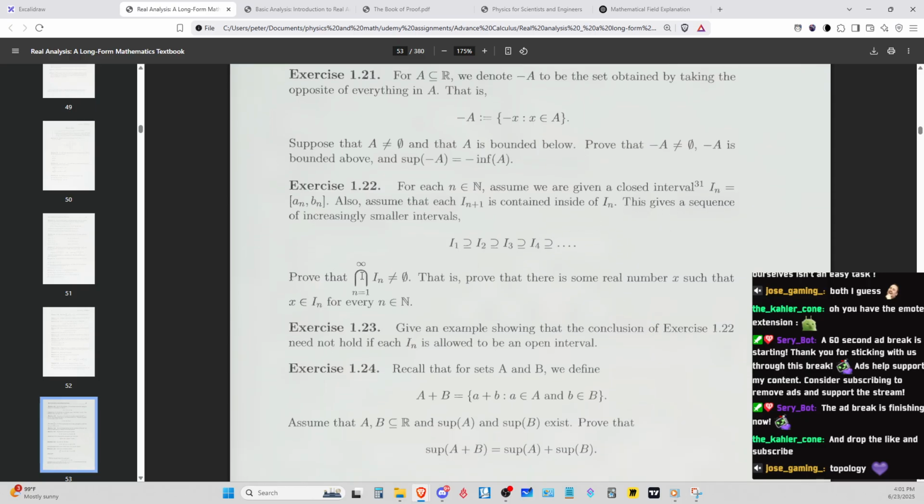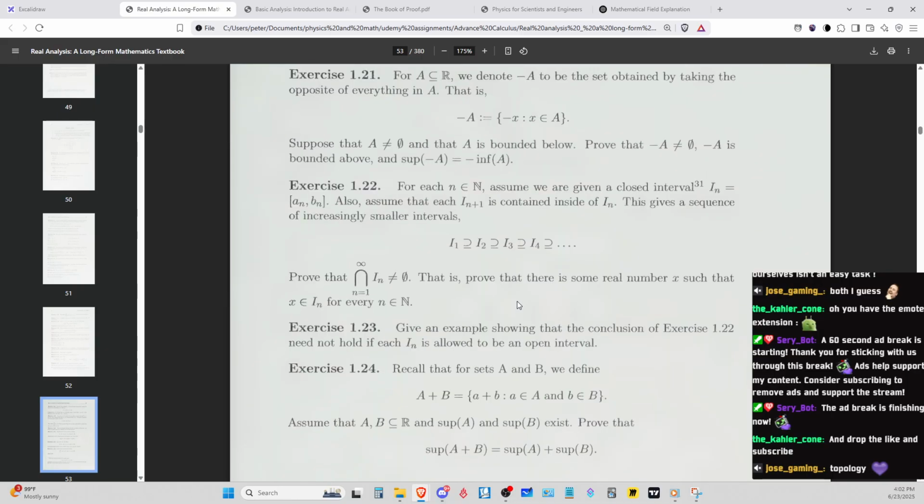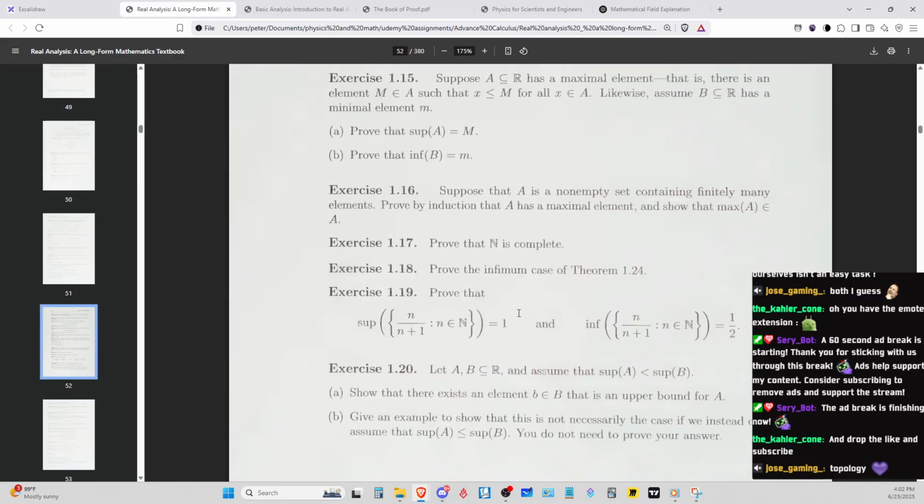Prove that the intersection of the intervals is not equal to the empty set. I'm thinking that's the empty set, because that's not 0. That is, prove that there is some real number x such that x is an element of I_n for every n in N. Ooh, that sounds like a pretty interesting problem. Will I be able to prove it? We shall see. But I don't think we're going to get there.